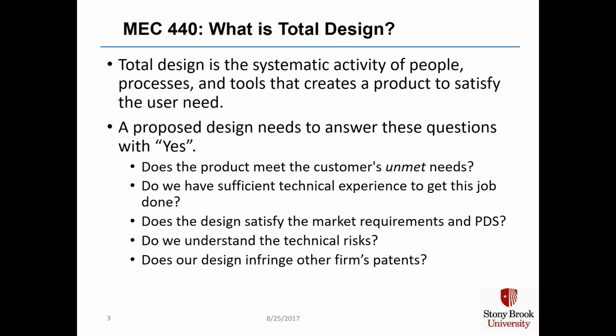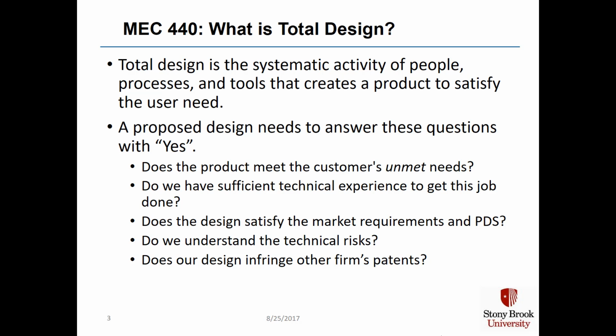Let's go over a second important definition. Total design is the systematic activity of people, processes, and tools that creates a product to satisfy the user need. There is a subtle difference between design engineering and total design. Design engineering involves the development of a product, something tangible. Total design involves the methods you use for creating a product. In other words, a system.